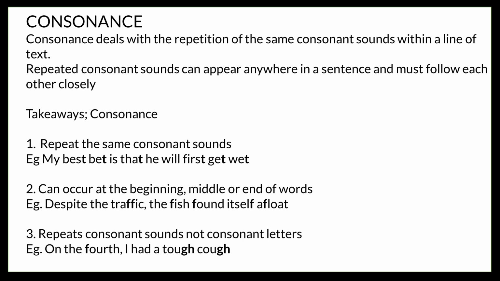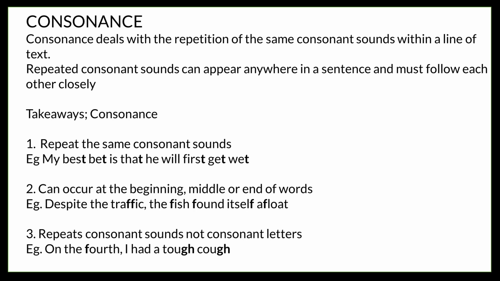The thing about consonance is this. In consonance, repeated consonant sounds can appear anywhere within the words in a line of text. That is to say, with consonance, the sounds can be found at the beginning, at the middle, or at the end of words. These sounds, however, must follow each other closely or in quick succession. For example, backtrack. There is a repetition of the consonant sound K in succession. The K sound is produced at the end of each word. K in back and K in track.